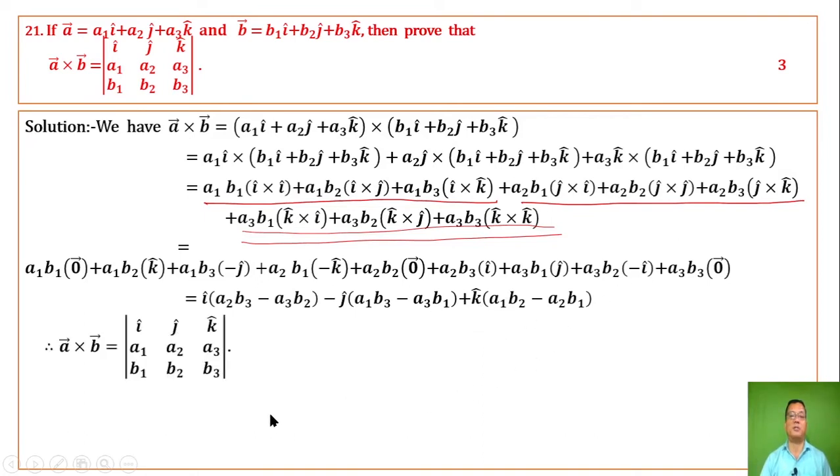This is the expansion of this determinant whose elements in the first row are i cap, j cap, k cap, second row a1, a2, a3, third row b1, b2, b3. Hence proved.